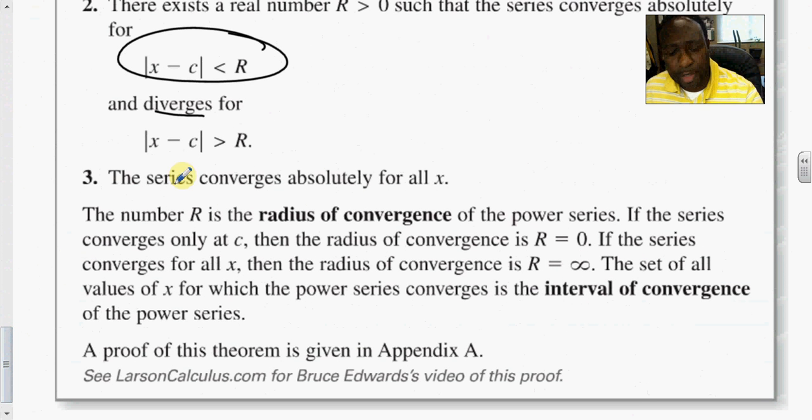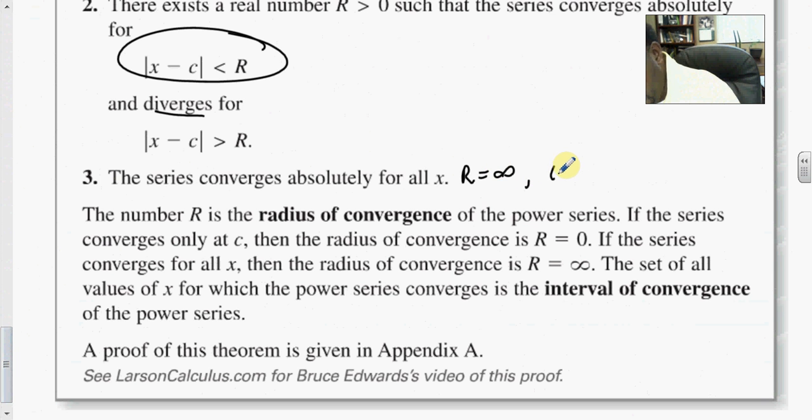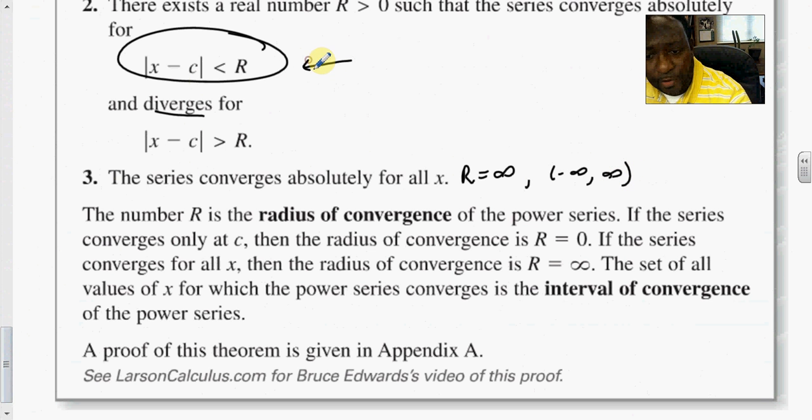The third possibility, the power series converges absolutely for all x, and here r is equal to infinity. If r is equal to infinity, then that means that the interval of convergence is from negative infinity to positive infinity. If we have convergence for a particular interval, then for a particular radius, then the interval is negative.